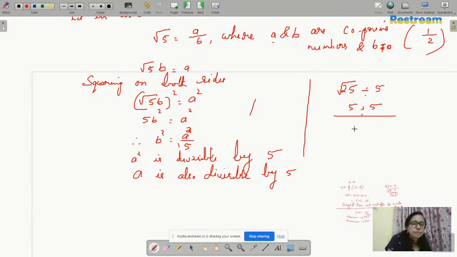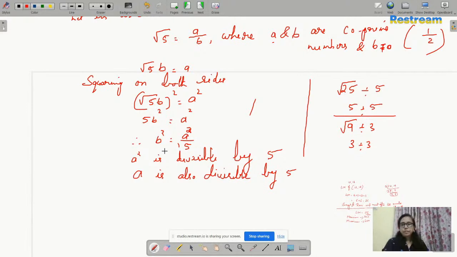You take 9. 9 is divisible by 3. Any doubt? The 9 you can see in the table of 3, right? But you take the square root. What is the square root of 9? 3. So that 3 is also divisible by 3. So if any number A square is divisible by 5, then its square root A is also divisible by 5.